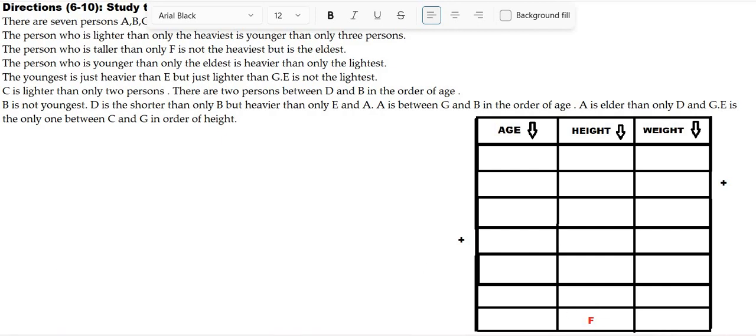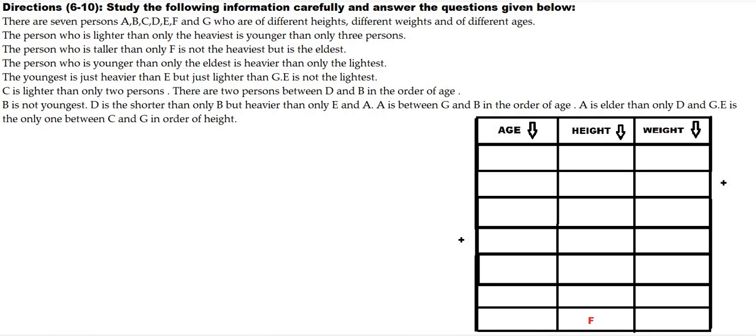Okay. So we don't know his name again. So let us take one more thing. I have named him Mark. As we don't know his name, we have named him. The person who is taller than only F is not the heaviest. He is not the heaviest. He is telling he is not the heaviest.